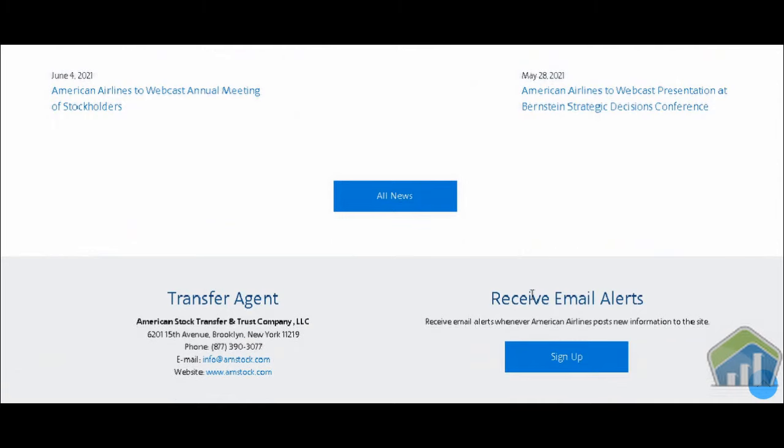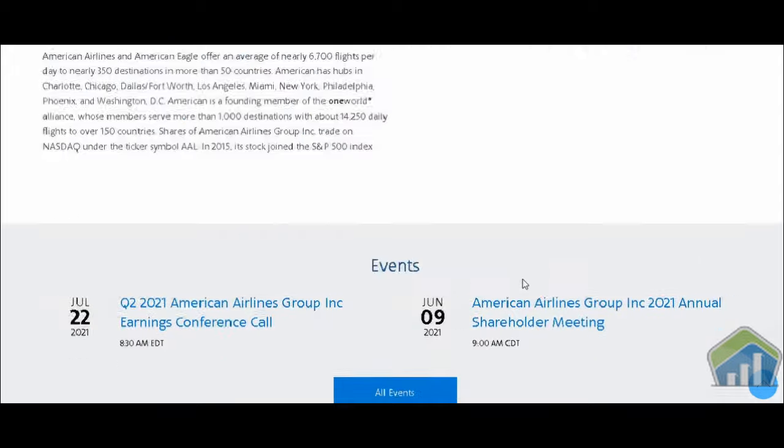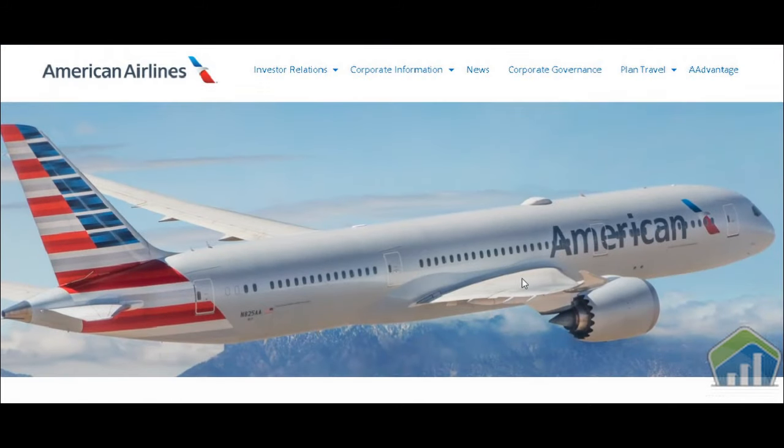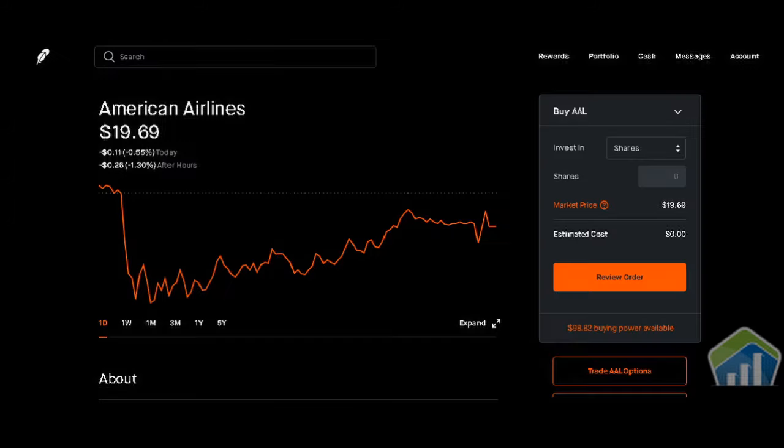All news, transfer agents, receive email alerts. So anybody that wants to start receiving email alerts about what's going on with the company can just go ahead and type your email in and it'll all pop up, right? What we're going to do is push forward and go over here to our Robinhood platform and just take a look at American Airlines, right?